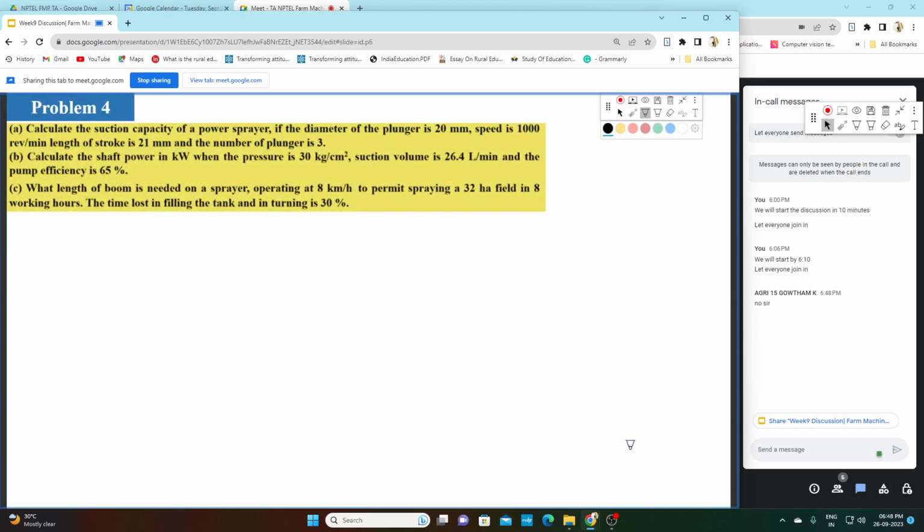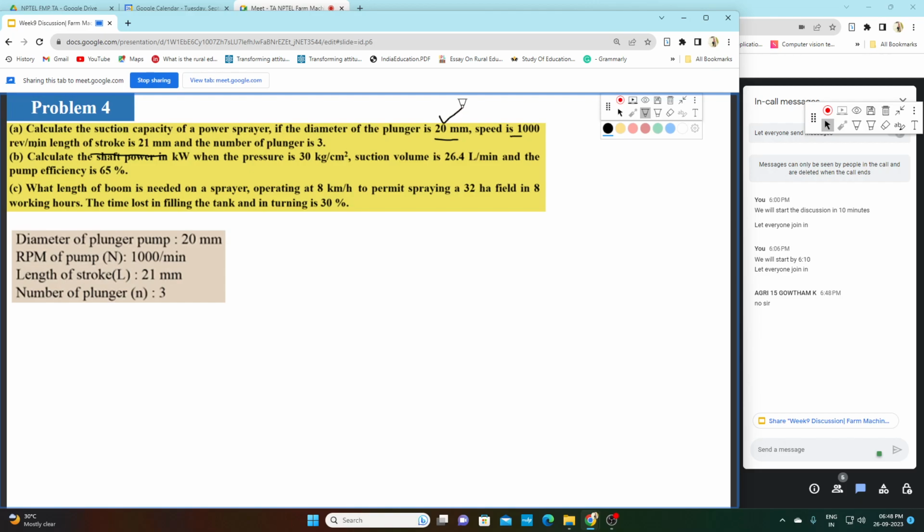Here, calculate the suction capacity of a power sprayer if the diameter of the plunger is 20 millimeter, speed is 1000 revolution per minute, length of the stroke is 21 millimeter and number of plungers is 3. So here a direct question is given. What has been given? Diameter of the plunger is 20 millimeter, speed is 1000 revolution per minute, length of the stroke is 21 millimeter and number of plungers is 3. We have been asked to calculate the suction capacity of the pump.